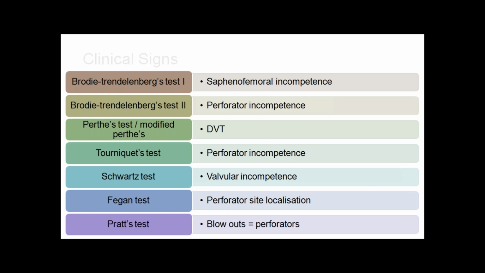from the deep veins, from above. If there is filling from above, it is saphenofemoral incompetence. No, not below. Actually, the first one is, if you observe the quick column of blood from above downwards, it is saphenofemoral incompetence. In the second test, what we'll do is again the same procedure.